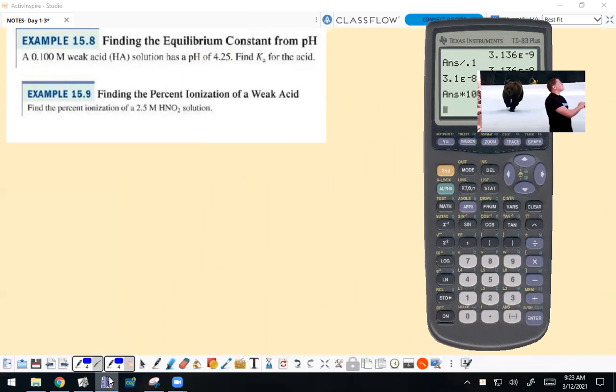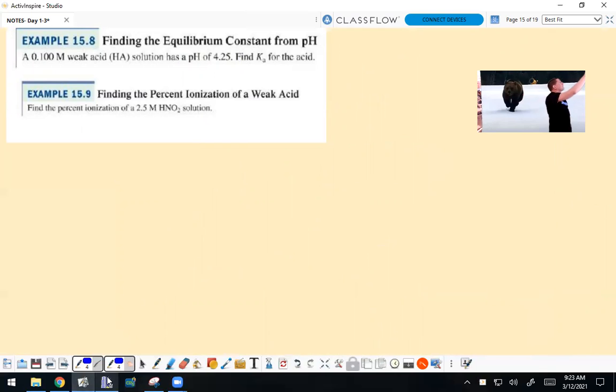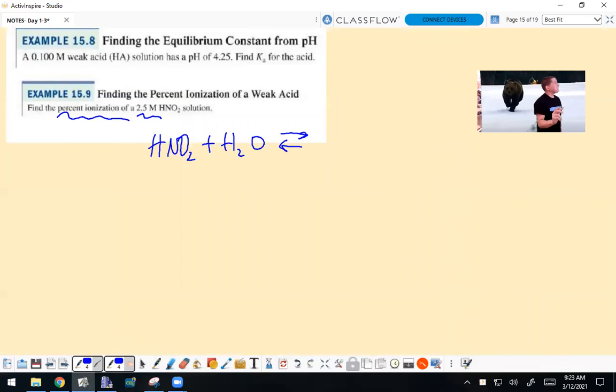Next one. Find the percent ionization of a 2.5 molar HNO2 solution. So HNO2 added to water, equilibrium. It's a weak acid. There's only one more O than H. If it's HNO3, then it's strong. It's nitric acid. This is nitrous acid. The nitrite ion, not the nitrate.